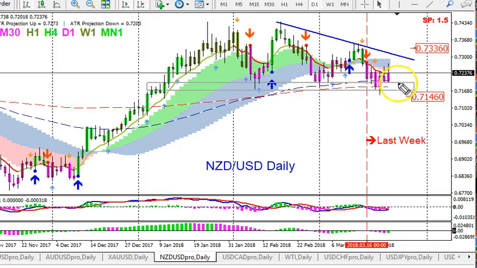However, we have a major support area, the confluence of support, because not only have I drawn in this gray rectangle, but you can see this red dash line. You see that right there? That's the 200. You see this 89 EMA, this dash blue line, that is the 89.